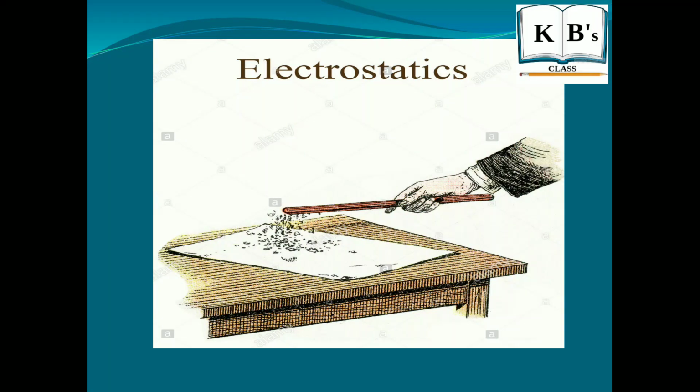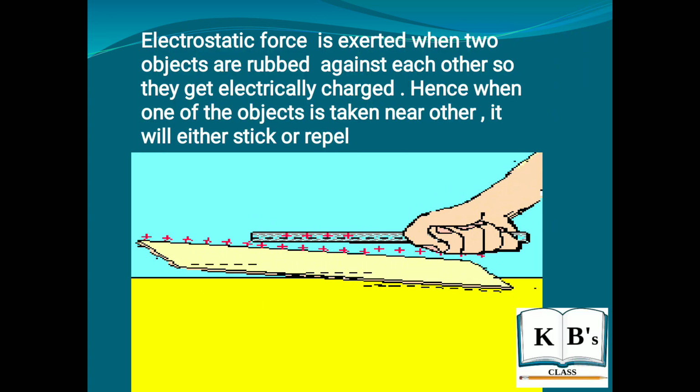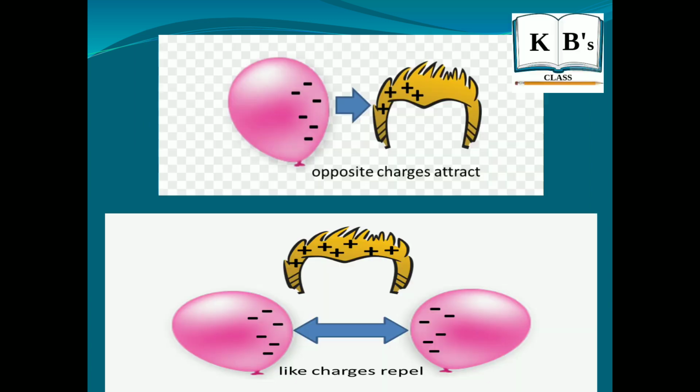The next force we are going to talk about is electrostatic force. The electrostatic force is exerted when two objects are rubbed against each other so they get electrically charged, and hence when one of the objects is taken near another, it will either stick or repel. So here, from the picture, you can see opposite charges attract and like charges repel each other.